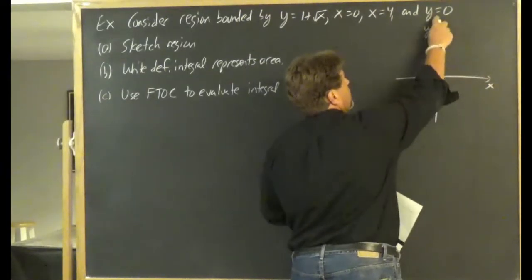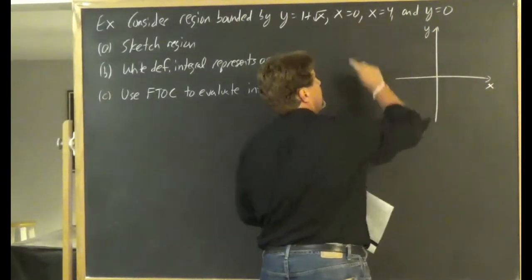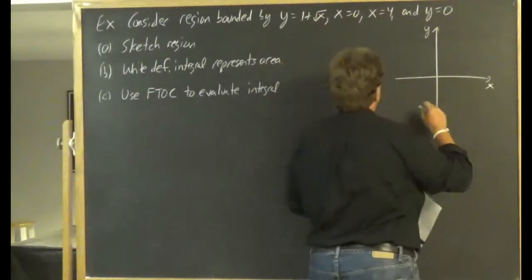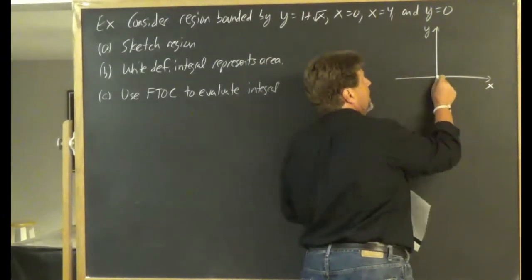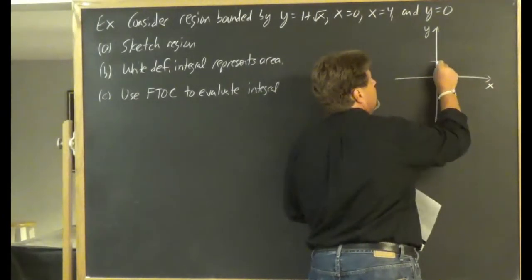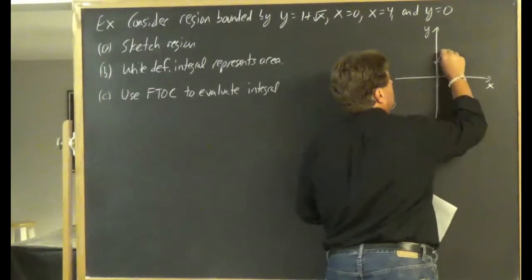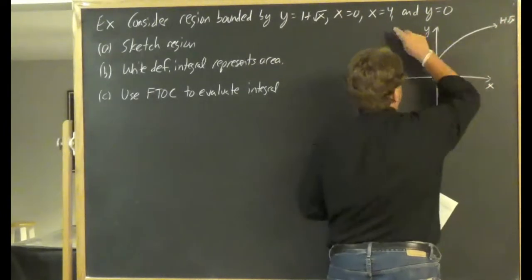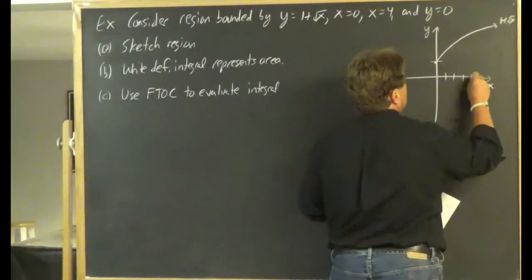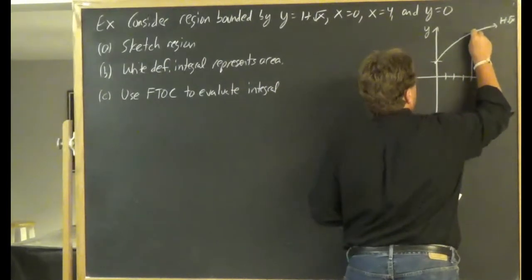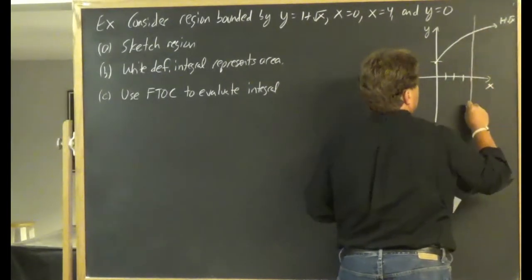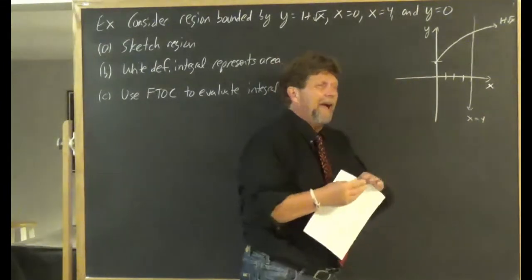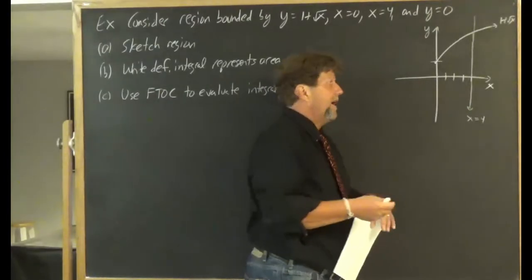The x-axis is y equals 0, the y-axis is x equals 0, so I already have 2 of the 4 things graphed. The graph of y equals 1 plus square root x, well, that's just square root x shifted up 1 unit. So it looks something like this. And then x equals 4, well, x equals 4 would be this vertical line. So we're talking about the region that is bounded by those 4 graphs.